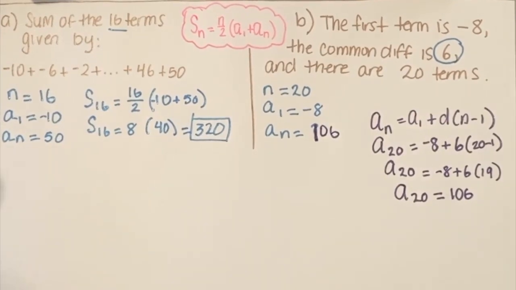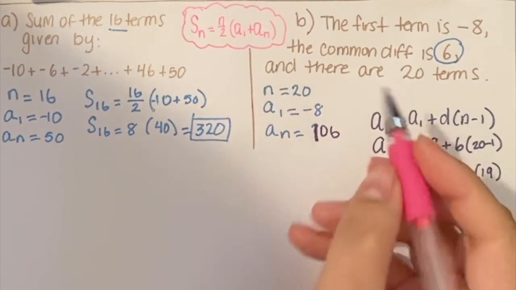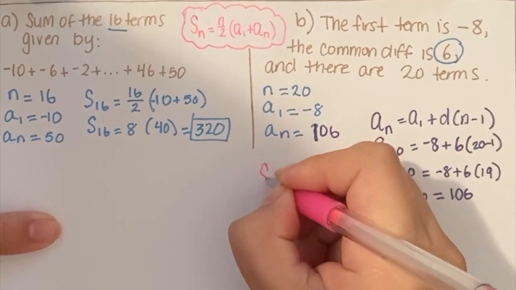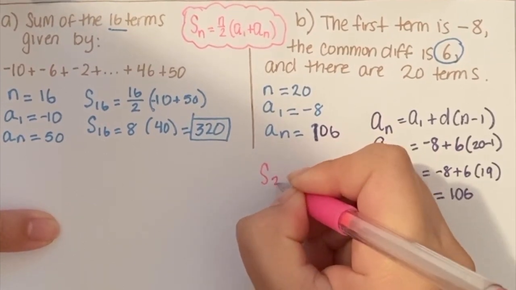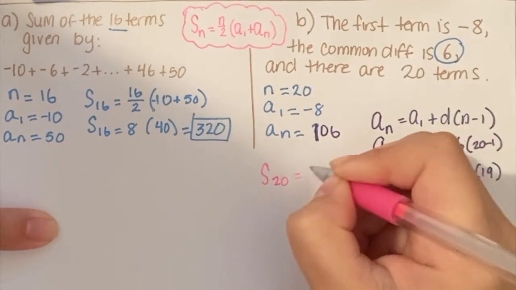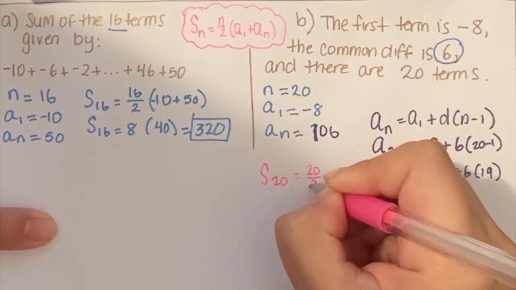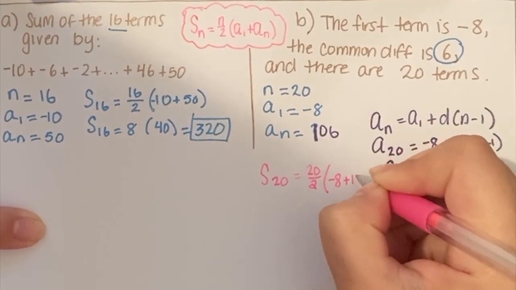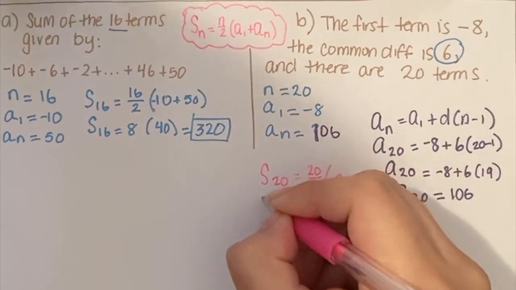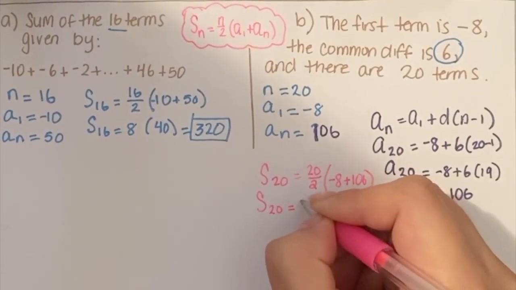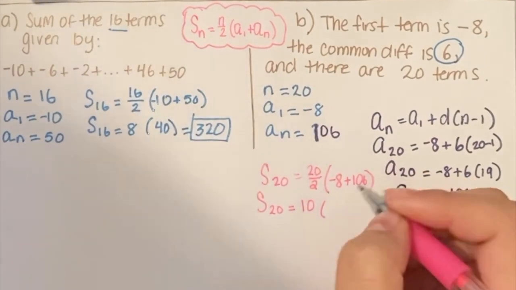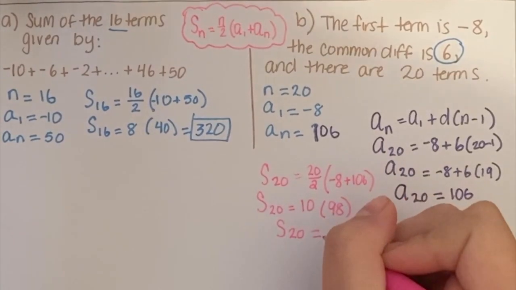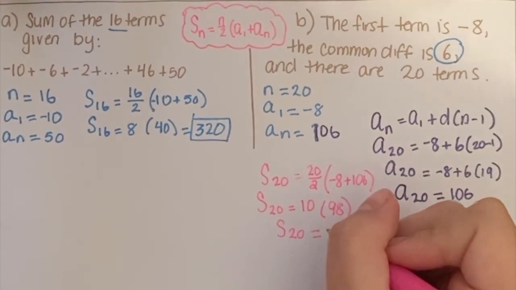And again, we're using this formula right up here in pink. We're going to plug in all of these numbers to that formula. So to find the sum of the 20 terms, we take the 20 terms divided by 2 and multiply it by the first term plus the last term. So we're doing 10 by 98. So that means that the sum of the 20 terms is 980.